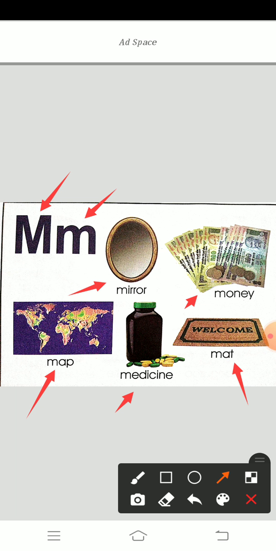Medicine. Medicine is used when we fall sick. At that time the doctor gives the prescription. Apart from that, we use medicine like pills, tablets, syrups. So what is the spelling of the medicine? MEDICINE, medicine. Money, MONEY, money.